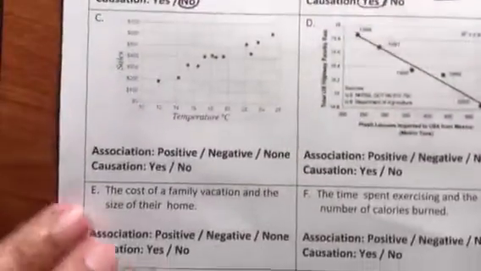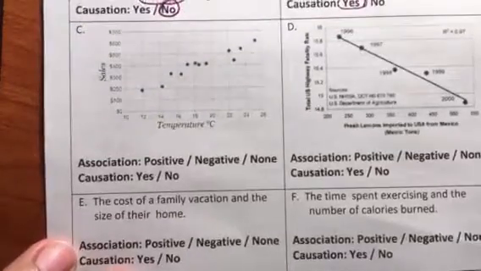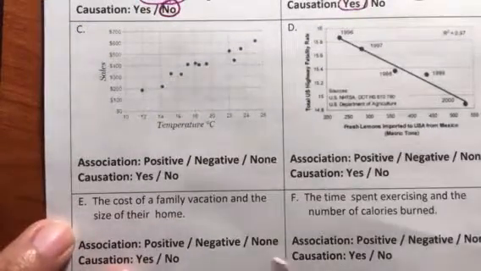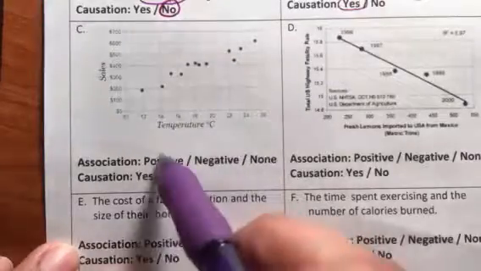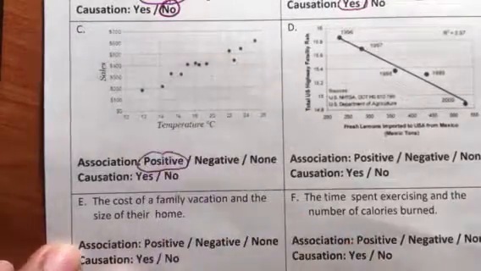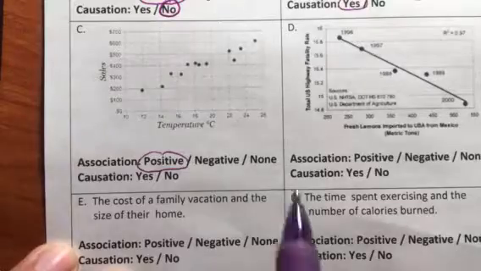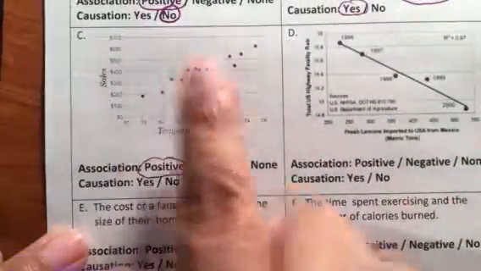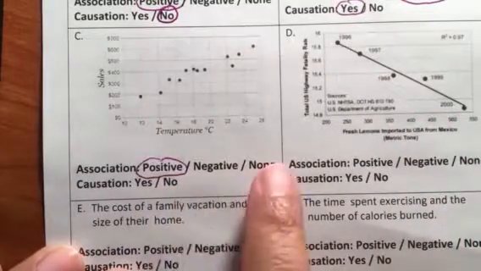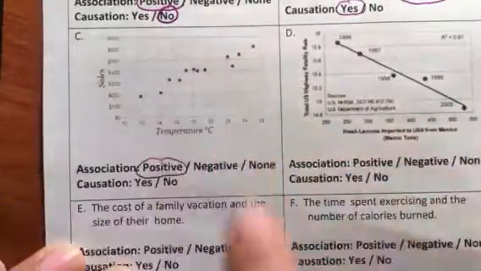All right. So let's look at letter C. Again, if I were to connect these, you should see that it's positive. One that has no correlation has dots everywhere. So we've kind of talked about positive and negative, but we haven't talked about a none. A none has dots everywhere.